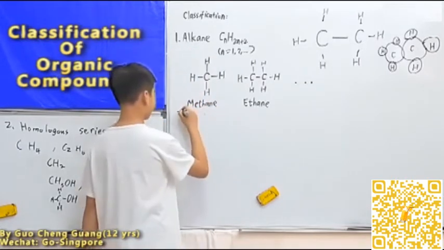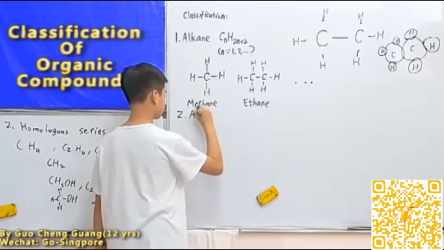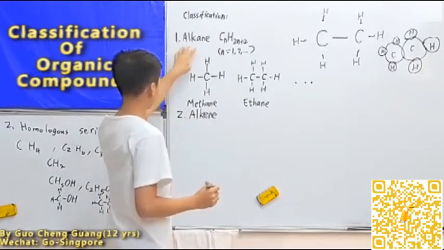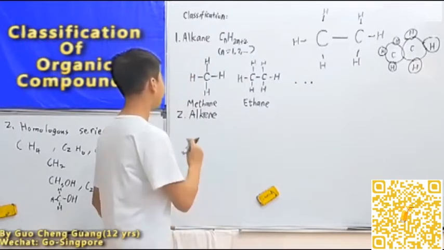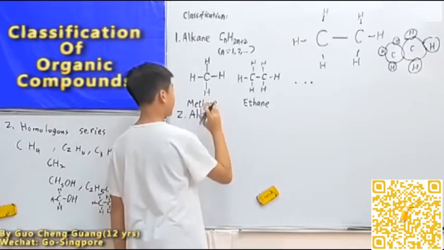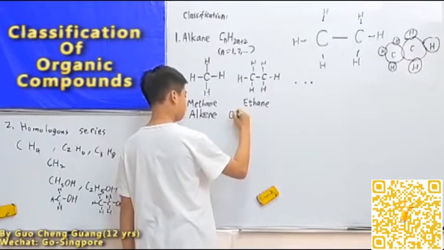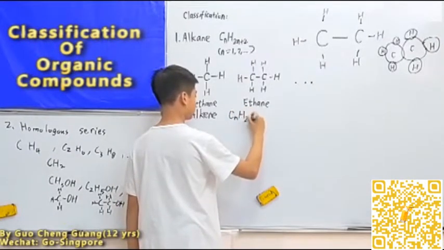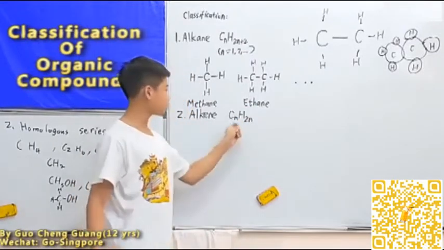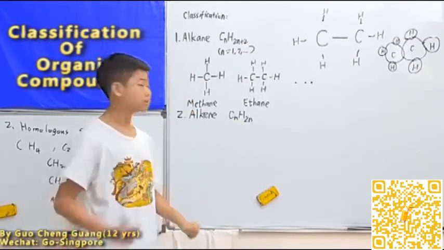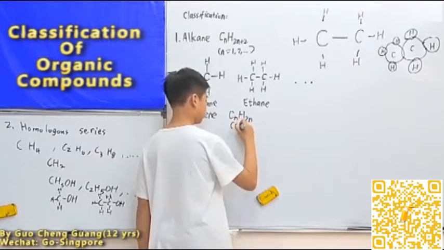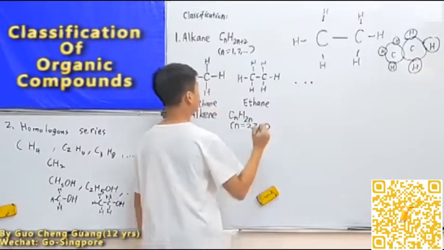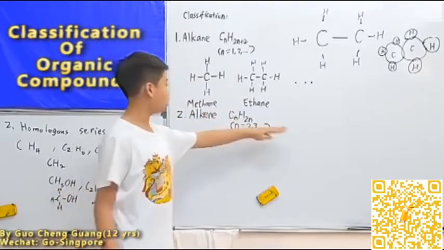Then the second part that we can have is what we call alkene. So you have to be careful. These two words only differ by one letter here: alkane and alkene. So alkene here is C N and H 2N. But now N has different values here. N can only start from 2. So you go 2, 3, 4, and so on.